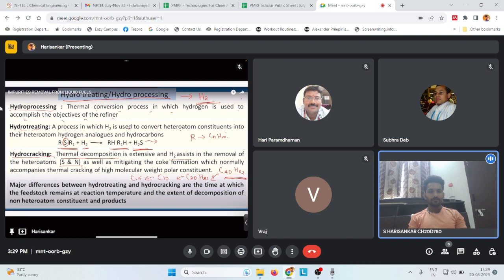That is also possible through hydrocracking. But the biggest difference between hydrotreating and hydrocracking is that the coke formation, or basically carbon residue formation, is mitigated or avoided in the case of hydrocracking. And when it comes to the operating conditions, the major differences between hydrotreating and hydrocracking are the residence time, or the time for which the reaction temperature is maintained, and the extent of decomposition of the non-heteroatom constituents and products, basically.